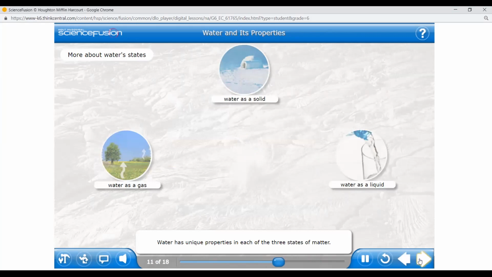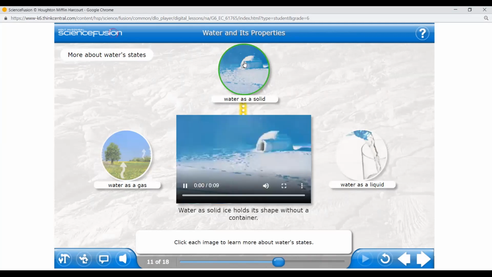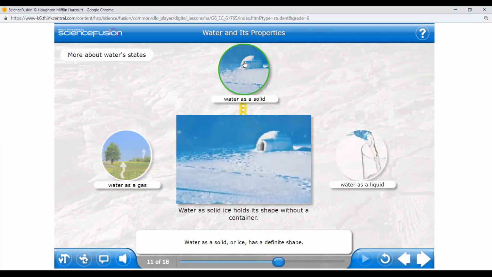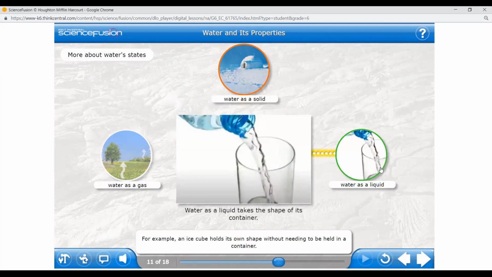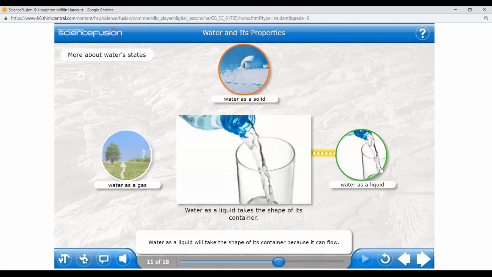Water has unique properties in each of the 3 states of matter. Click each image to learn more about water states. So we'll study water as a solid, water as a liquid, and water as a gas. Water as a solid, or ice, has a definite shape. For example, an ice cube holds its own shape without needing to be held in a container. Water as a liquid will take the shape of its container because it can flow. You can pour liquid water into containers of different shapes, and it will still fit.